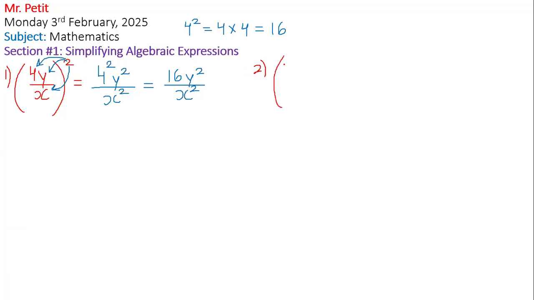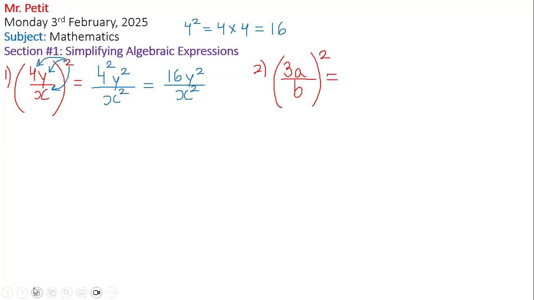Let's say we have 3. Can I only use X and Y or can I change the letters? You can change it. So let's say I have 3A all over B raised to the power of 2. So 3A all over B raised to the power of 2. What is that going to be? What am I going to do for this? 9A squared over B squared. Very good.